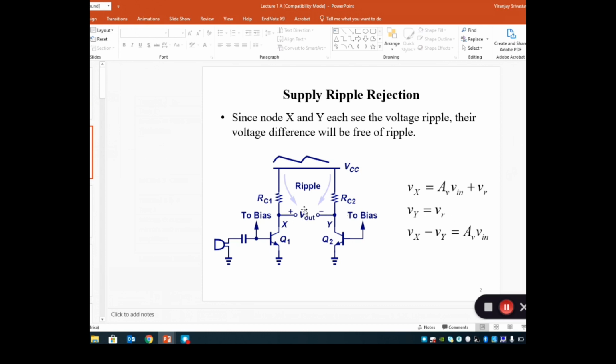Now we take the difference Vx minus Vy. In Vx minus Vy, the ripple term cancels out, and the remaining is AV into Vin. So you get the output amplified, AV, the voltage gain, into the input voltage, and there is no error or noise. That is why it is known as supply ripple rejection. The same ripple appears at both outputs, so we remove it using this formula.